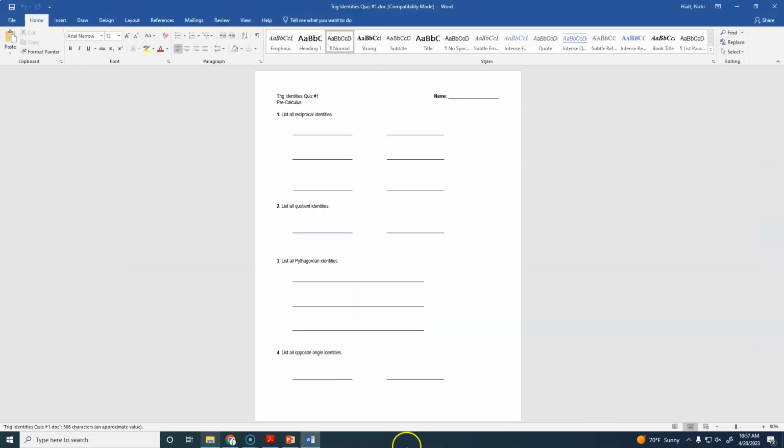It will look just like this. Reciprocal identities, you've got 6 blanks. You're going to list what was on that second slide there. Quotient identities, you've got 2 blanks. List what's on that third slide. The fourth slide is Pythagorean. The last one we just did is opposite angle. That's all it is.